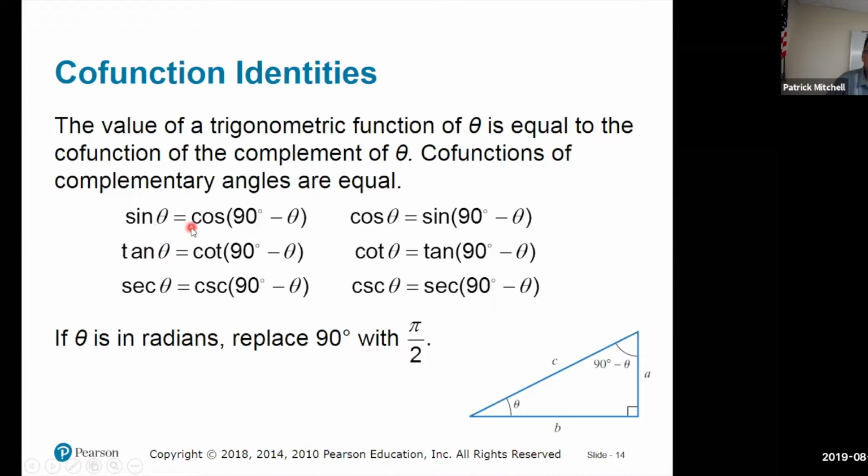The sine of theta is equal to the cosine of 90 degrees minus theta. I showed you that on the previous slide. The tangent of theta will be the cotangent of 90 degrees minus theta, et cetera. And then if you start with a function that has co in front of it, to find the cofunction, you just take the co off. So the cofunction of cosine is sine, the cofunction of cotangent is tangent. And of course, if we're measuring theta in radians, use pi over 2 instead of 90 degrees.